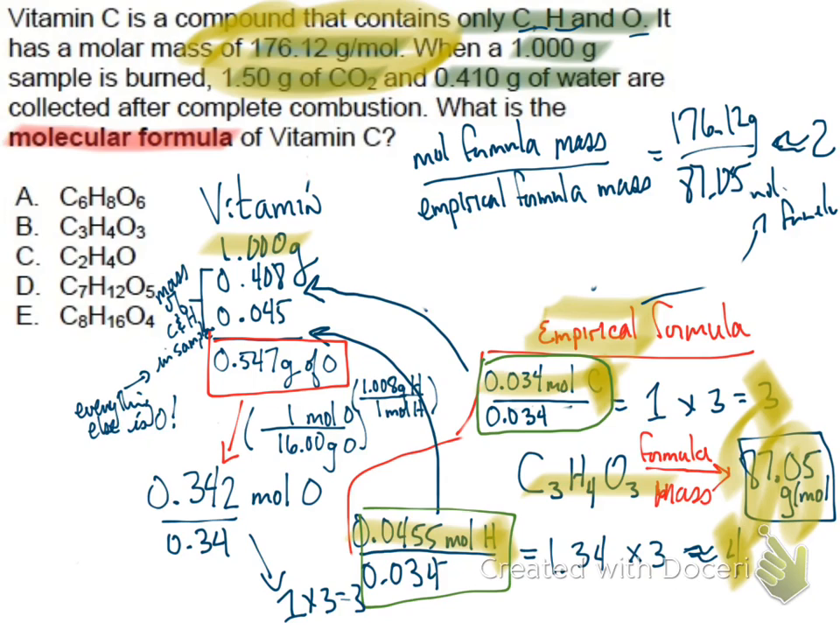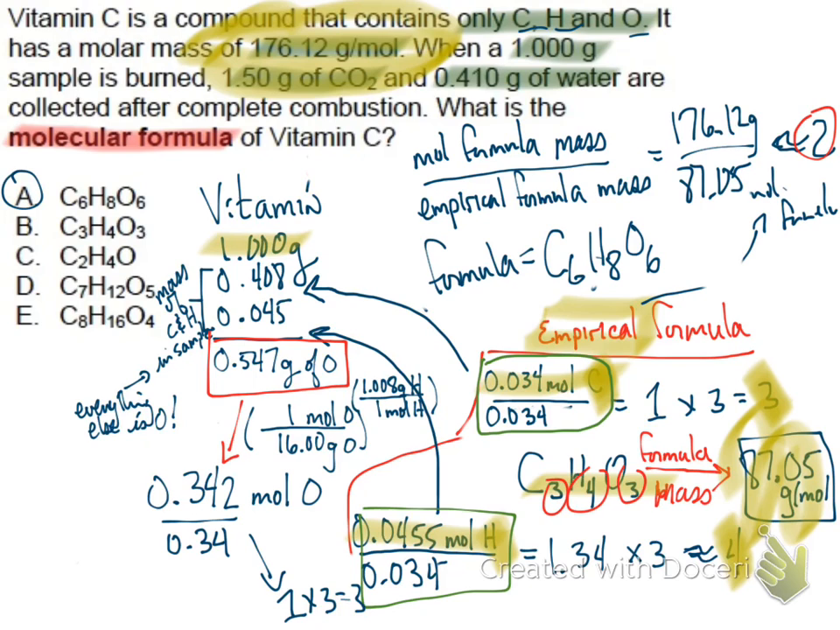And so all we have to do is take that number, 2, and multiply each one of these numbers by it. So we multiply each one of those by 2, and then our formula is going to just be C6H8O6. And we can find that, hopefully, A. Perfect. Alright, and that's the answer.